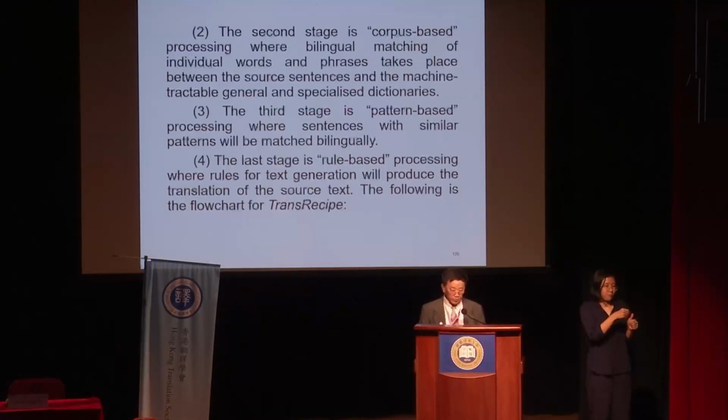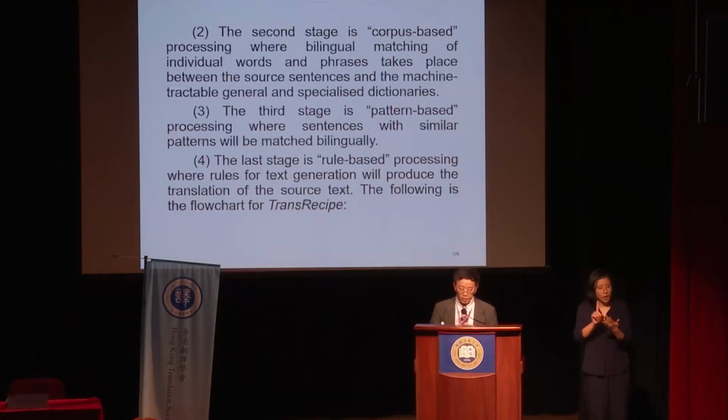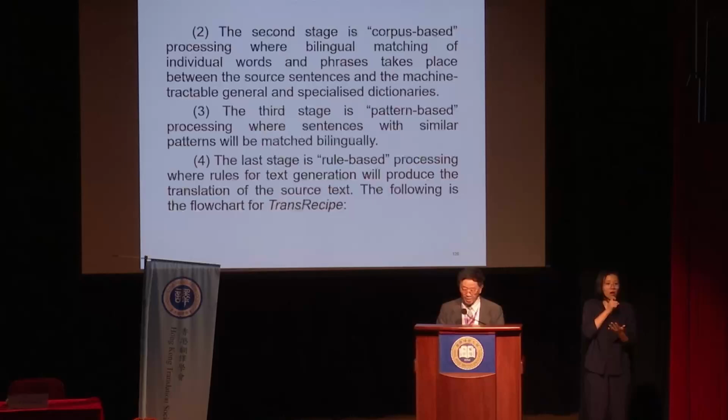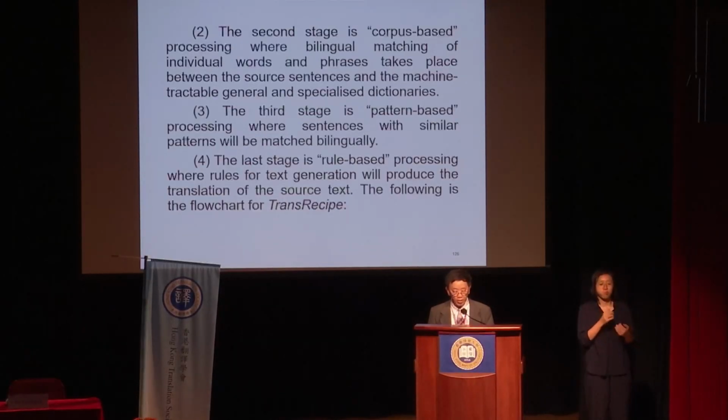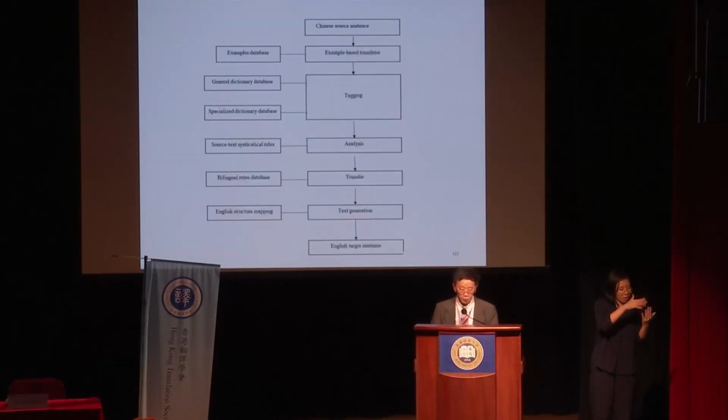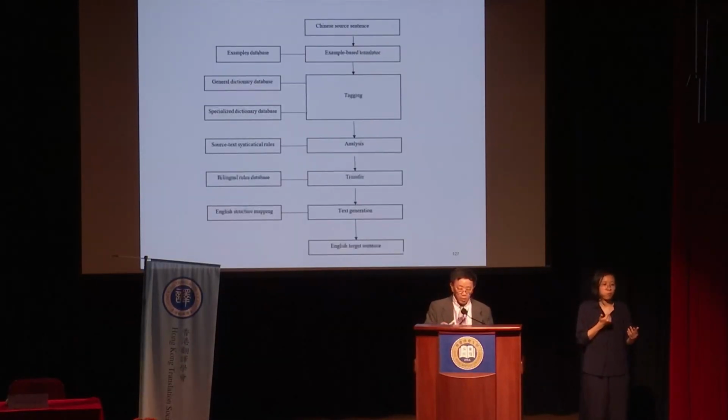And then the third stage, we try to put the sentence patterns into the system, so that the patterns that are there can be translated automatically. And lastly, we have to do what we call the rule-based approach, writing rules for specific sentences for text generation. This is what we do. So the entire system runs like this.